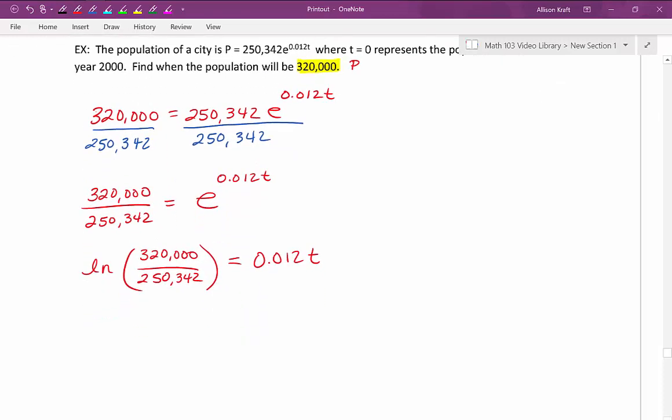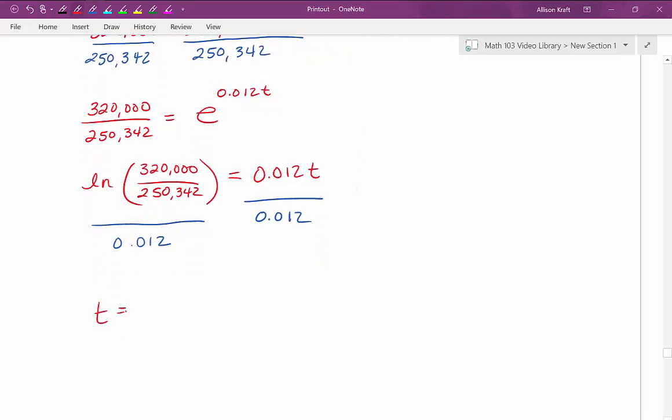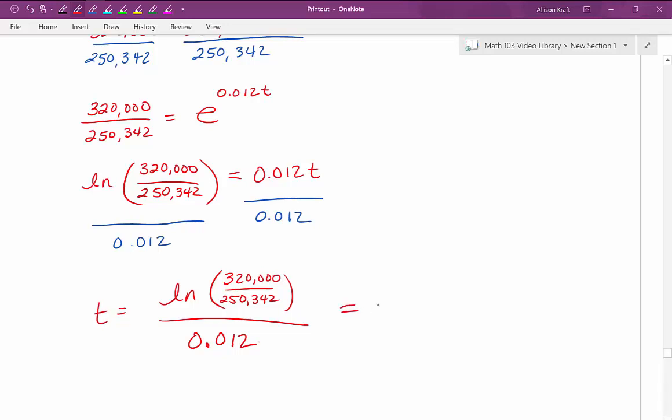To solve for t, we'll divide both sides by 0.012. t equals the natural log of 320,000 over 250,342, all that divided by 0.012. Now we want to type that into our calculator. We get approximately 20.5.